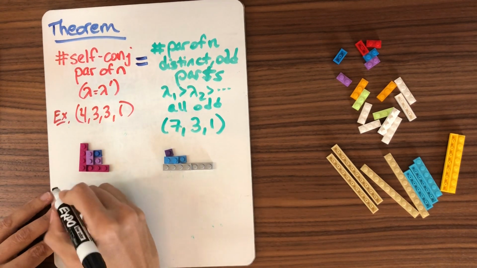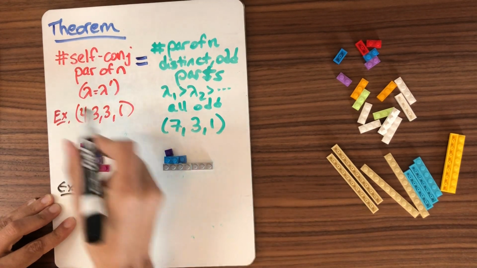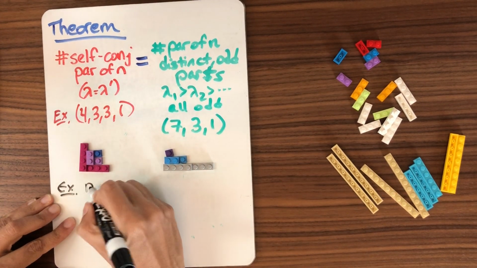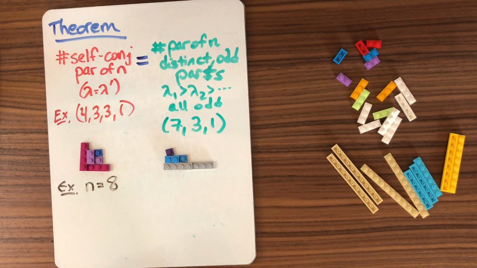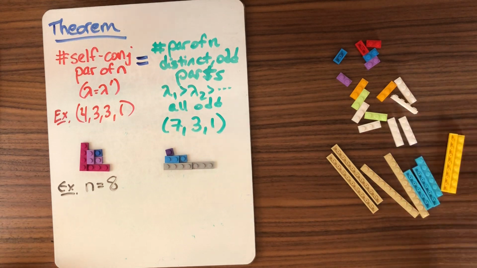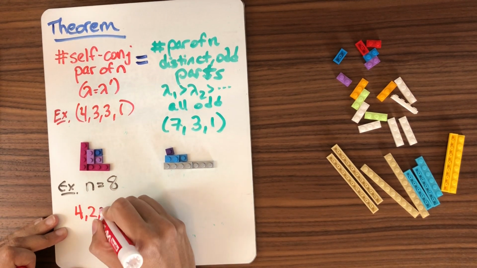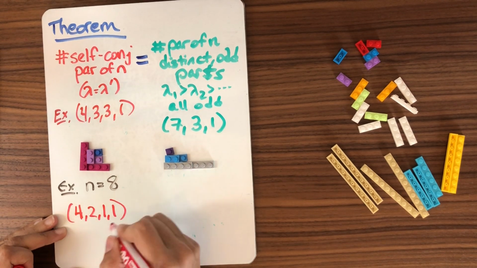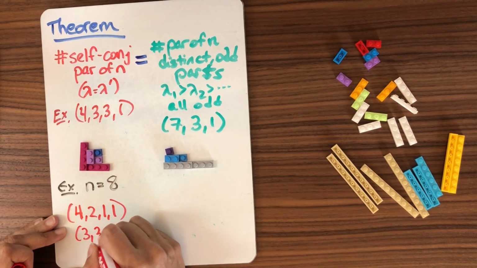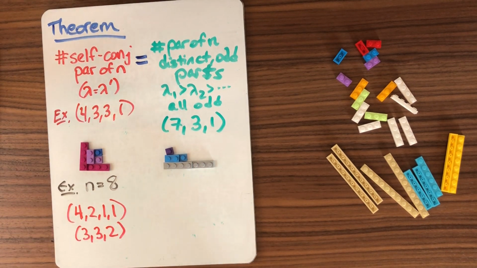So let's do an example just to convince ourselves, because we can fix n for this. So let's fix n to be something reasonable, like 8. And let's ask ourselves, how many partitions of 8 are there that are self-conjugate? Okay, so if I want a partition of 8 to be self-conjugate, what can I do? Well, it turns out that I know that we could have 4, 2, 1, 1, and we could have 3, 3, 2. And that's it.